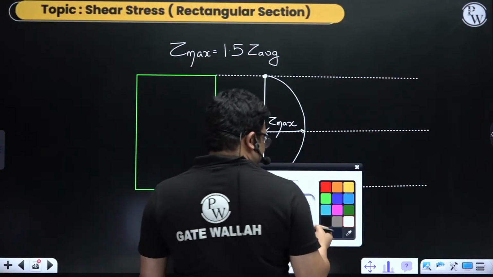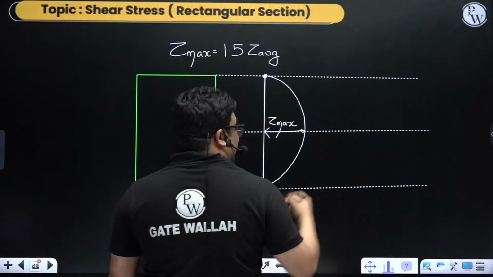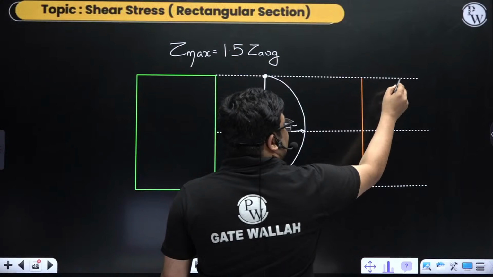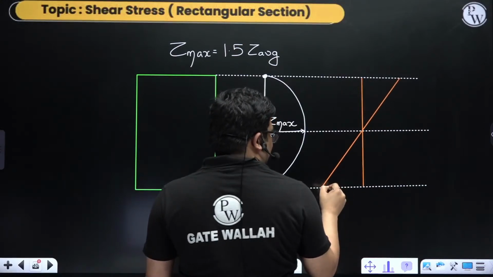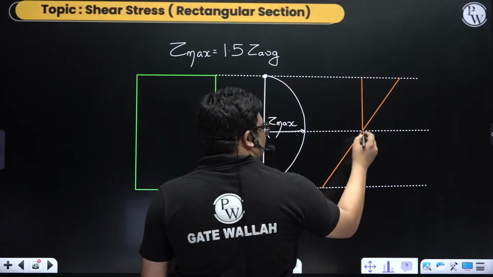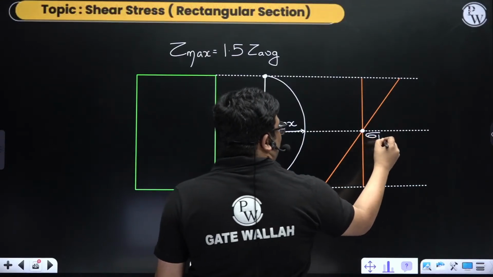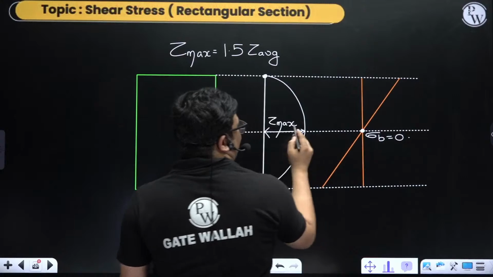You see, bending stress distribution was a little different, right? If you see the bending stress distribution, it was linear. That was parabolic, this was linear, right? And here, at the neutral axis, we are getting bending stress actually 0. Here we are getting the maximum one.